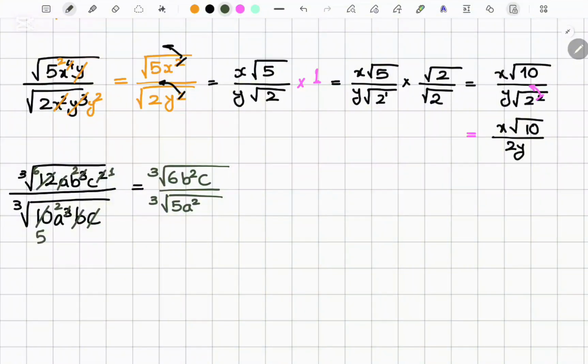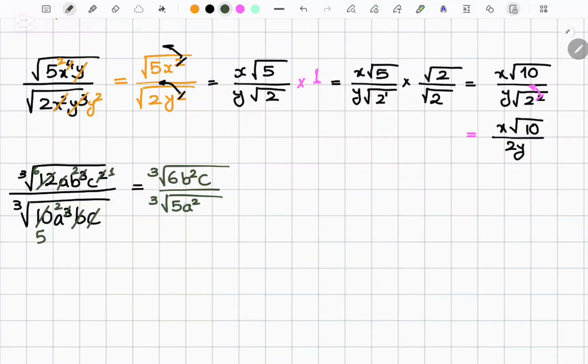Okay, so first of all, I'm going to check if any of the numbers can pay and can come out. This is 6 to the power of 1. It doesn't have anything, so it will remain. B squared, we need 3. It can't pay. C to the 1, it can't. This one as well. Okay, so I need to get rid of the radical in the denominator.